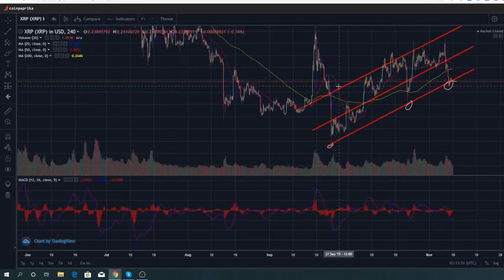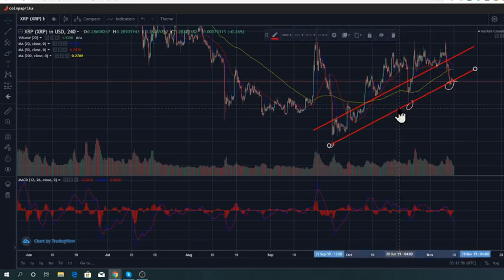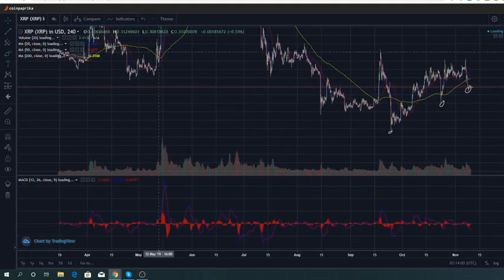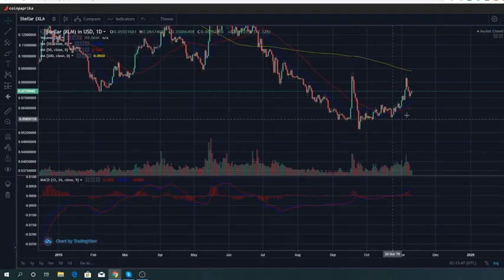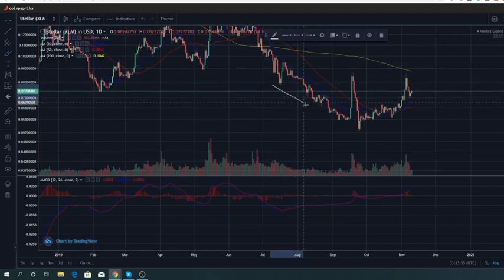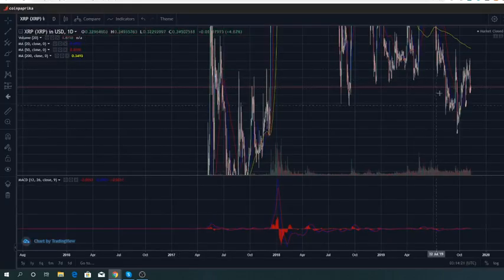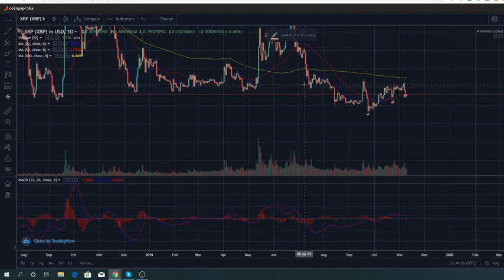But if we zoom out a little bit and look at the chart in a daily time frame, we can see there is some kind of similarity between XRP and XLM. This is the chart of XLM. There was a rise there, but Stellar has actually put in a rounded bottom. We were also talking about a rounded bottom for XRP in our previous video. We also have something similar here.